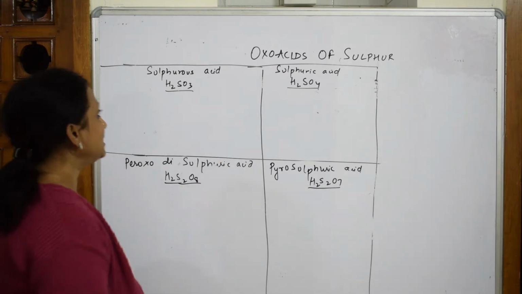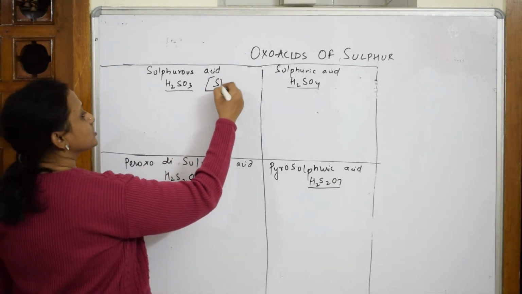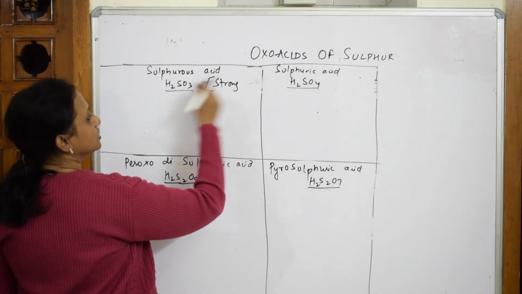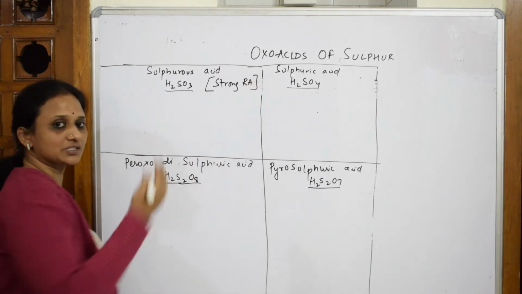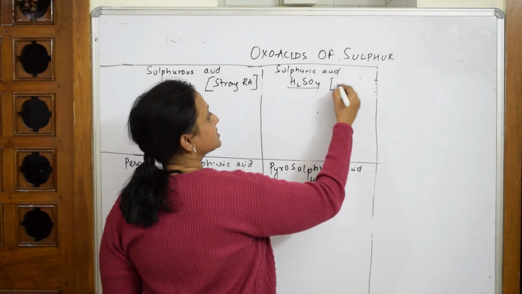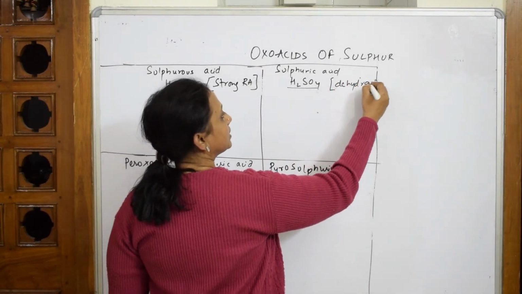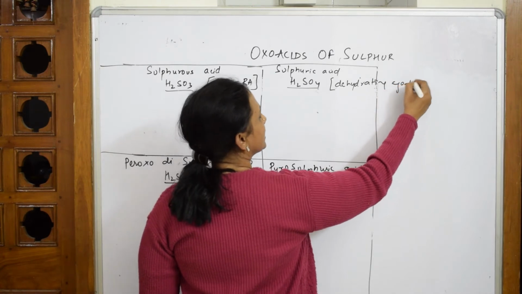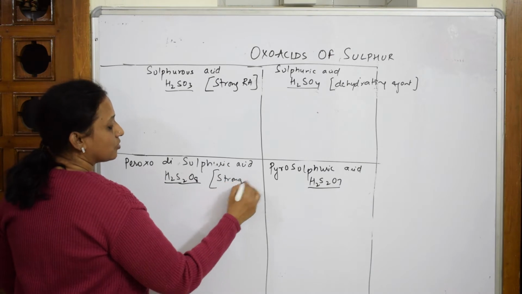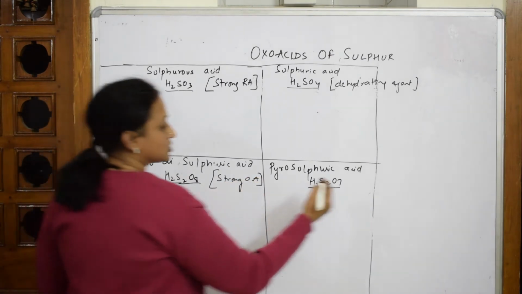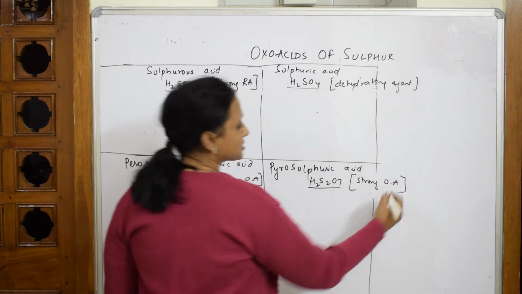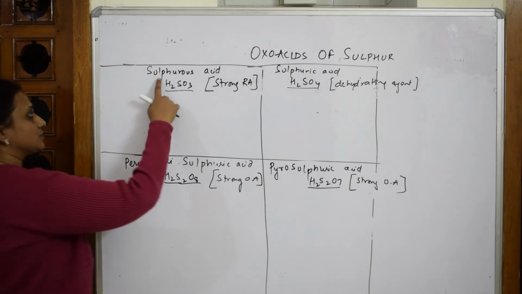So I've listed out separately. Sulfurous acid is a strong reducing agent because it has only the hydrogen atom. And sulfuric acid is a dehydrating agent. So when I have to speak about this, these two are strong oxidizing agents. This also is a strong oxidizing agent.